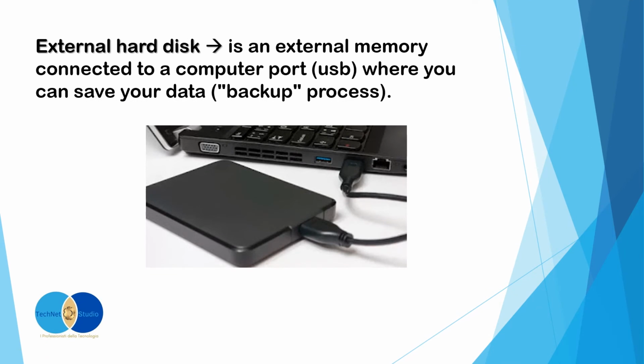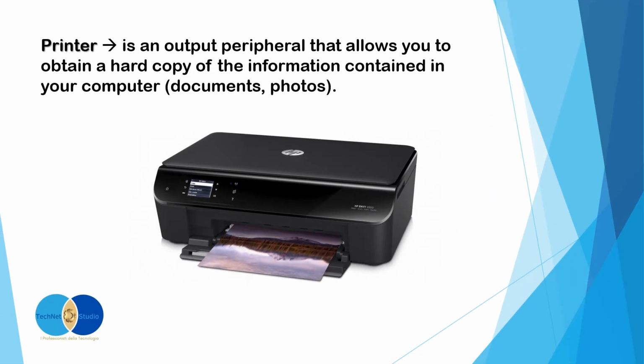Another important element is the external hard disk, which is an external memory connected to a computer port called USB, where you can save your data through the backup process. What is the backup process? The backup process is a safety copy you can make of your files or more important data so as not to lose them. Then the printer, which is an output peripheral that allows you to obtain a hard copy of the information contained in our computer, for example, documents and photos.